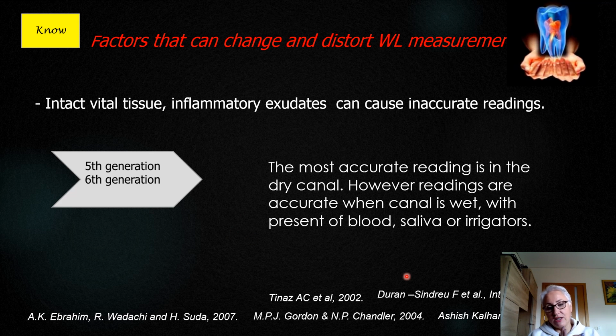What is my suggestion? If you can see that your apex locator is not working properly, just dry only the pulp chamber, because usually my pulp chamber is like a pool of irrigation solution. So I just blow out the irrigant from the pulp chamber. I'm not drying the canal. It's enough if you're working with a new generation apex locator.